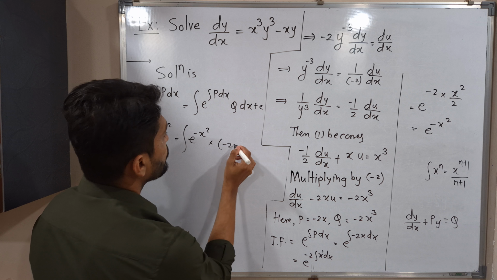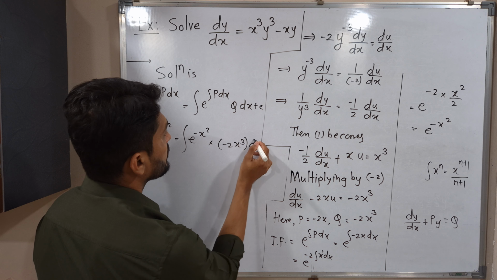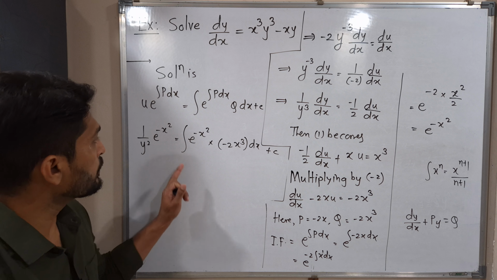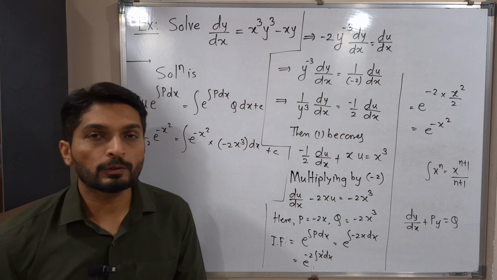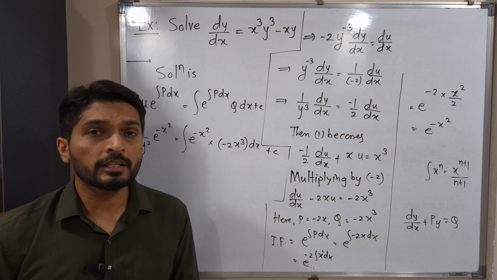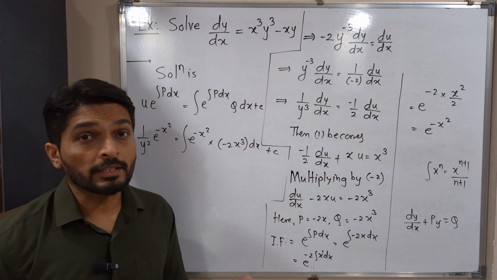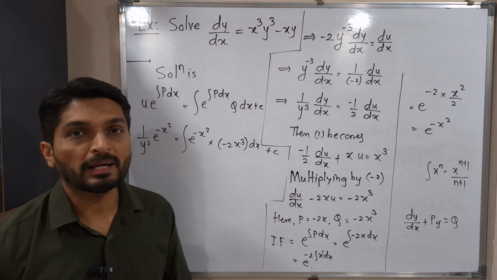Minus 2x cube dx plus c. That's it. This is our solution. But still one integration is there. That means we have to solve that integration. But that integration looks difficult since there is a product, and in powers of e also, we have some complicated function, minus x square.